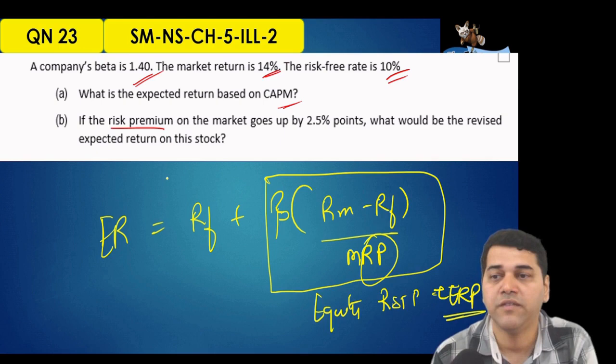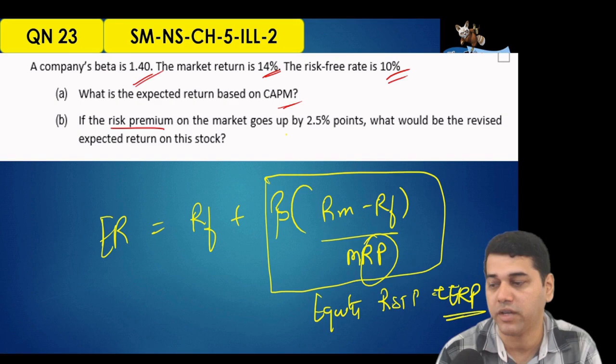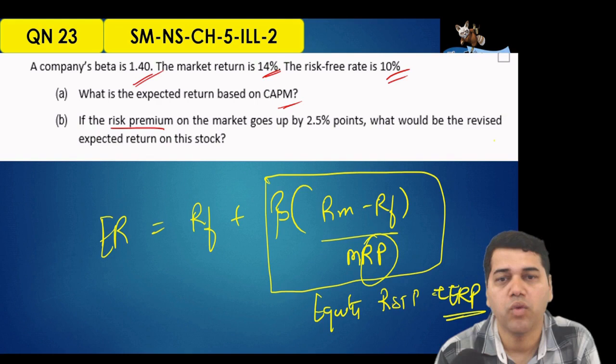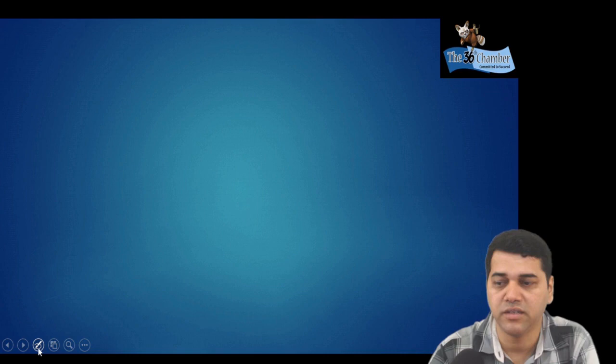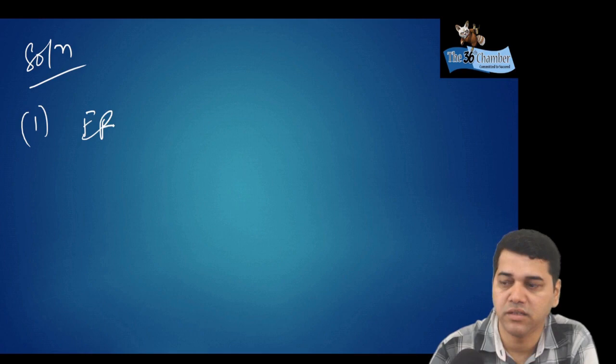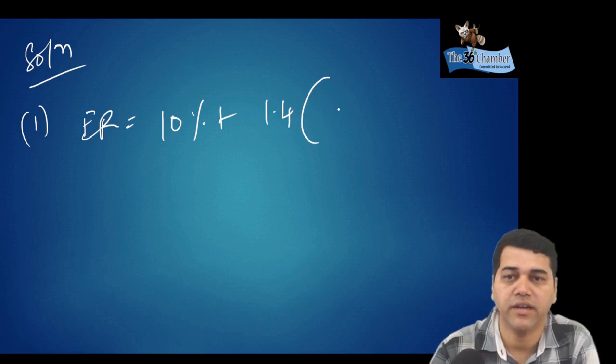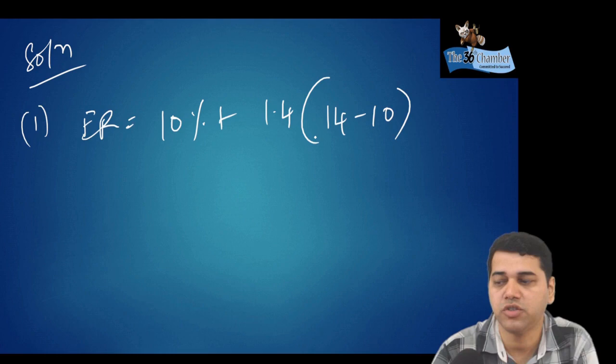If the risk premium on the market goes up by 2.5%, which risk premium are they talking about here? Market risk premium. What would be the revised expected return of the stock? Okay, so this is not a beta problem. This is a CAPM problem. So what is your expected return? Expected return: RF is 10 plus 1.4 into 14 minus 10. 14 minus 10 is 4, and you get 15.6%.